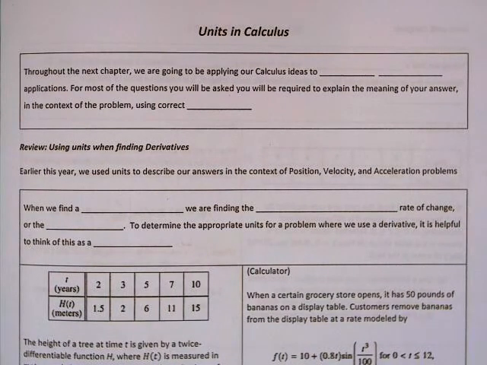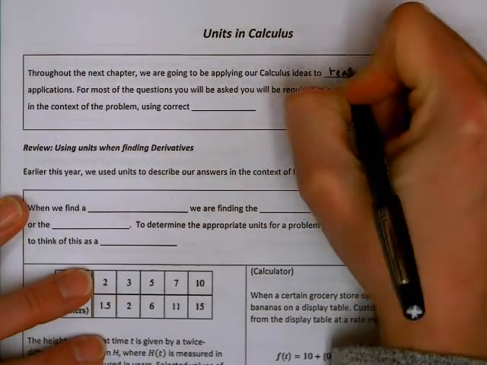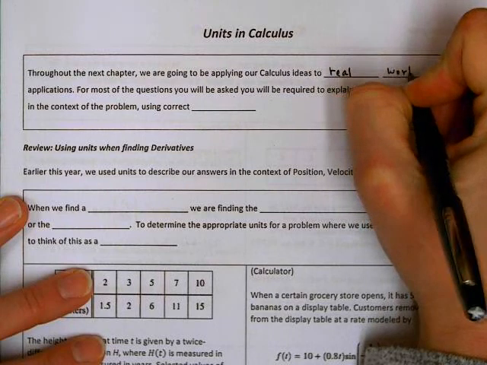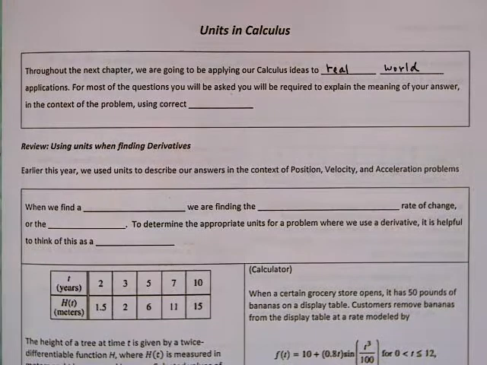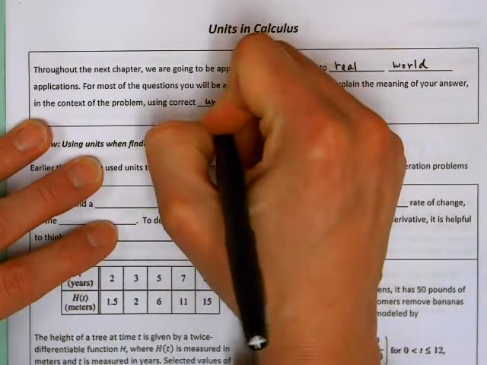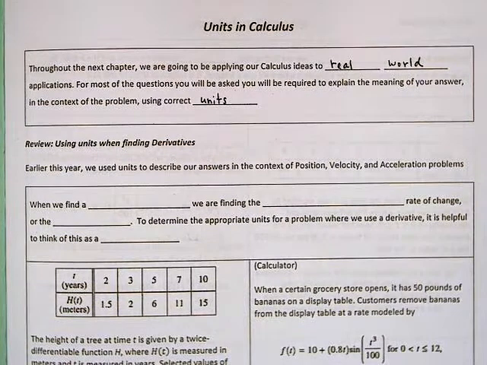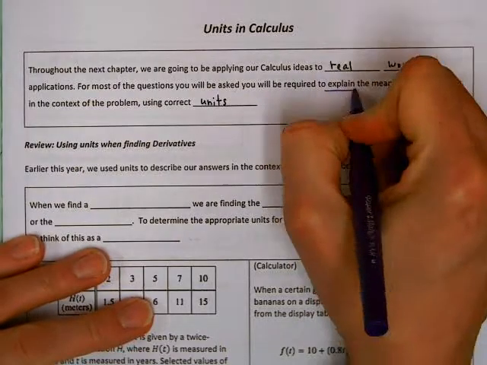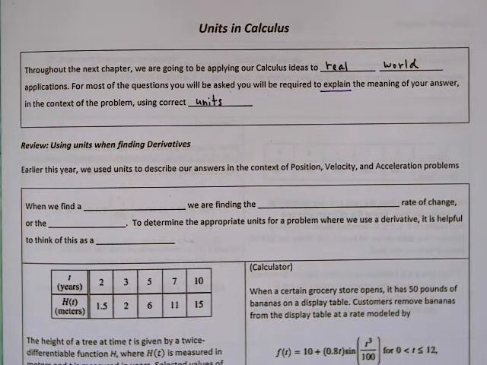So throughout the next chapter, we're going to be applying our calculus ideas to real-world applications. For most of the questions you'll be asked, you'll be required to explain the meaning of your answer in the context of the problem using correct units. Now, when we're talking about these explanations you're going to have to write, there's a few things that the College Board's going to be looking for in your responses.